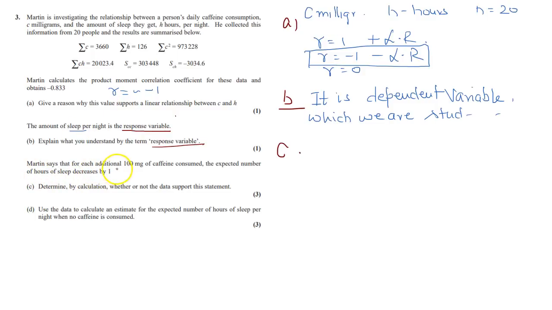Martin says for each additional 100 milligrams of caffeine consumed, the expected number of hours of sleep decreases by 1. So if you take 100 milligrams, you will sleep less by 1 hour. 200 milligrams, less by 2 hours. Determine by calculation whether or not the data support this statement.